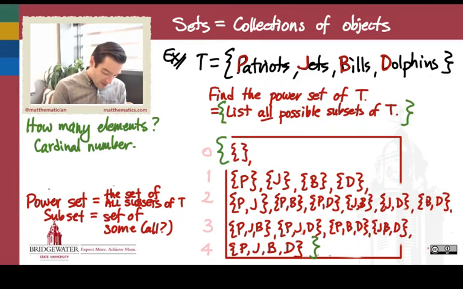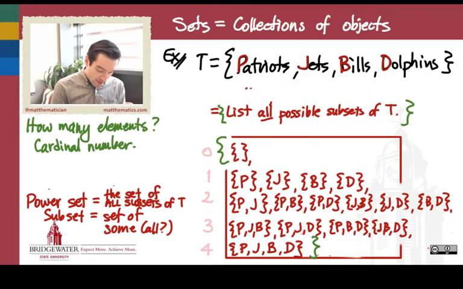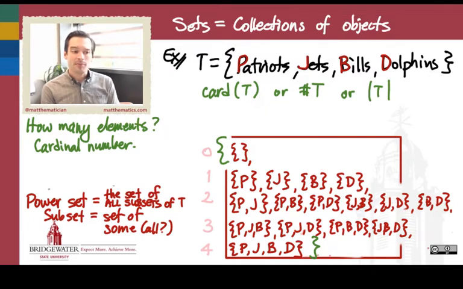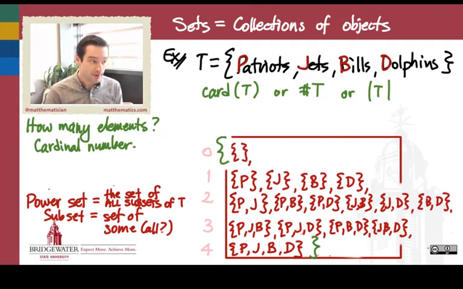So if I start with T itself, the set here at the top of the screen, I can ask, what's the cardinal number of T? Sometimes we'll write that as card parentheses T, or sometimes we'll use a number sign T, or sometimes vertical bars around a T. I don't know why, but mathematicians never decided on a single notation for cardinal number. So depending on which textbook, which author you're reading, you might see any one of these three, or you might just see it written out in an English sentence. I think that's the way we'll often see it in our online homework system.